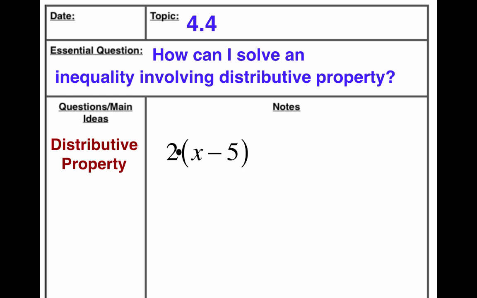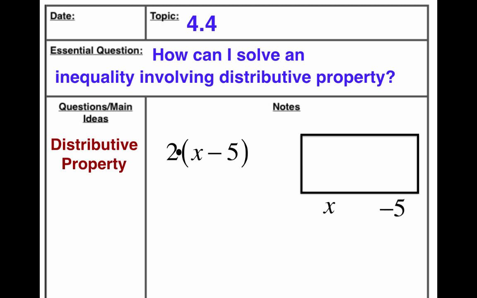Now there's a couple ways we can think about this. We could put the little multiplied dot in the middle so we remember it. That kind of helps me sometimes remember that we're multiplying. We could visually think of this as a picture of a rectangle. Some people really like to see it first. So if it's 2 times x minus 5, that's like 2 and x minus 5 being the length and the width, and we're multiplying them together.